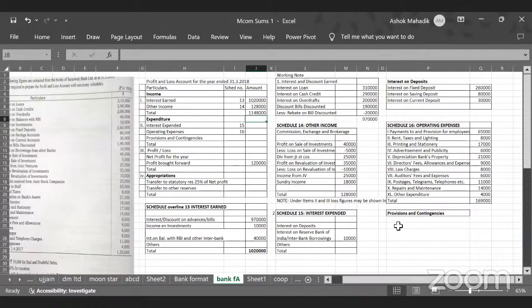So I can write here in schedule number 17. It's not number 17, but we call it number 17. So I'll put total income. Total income is how much?